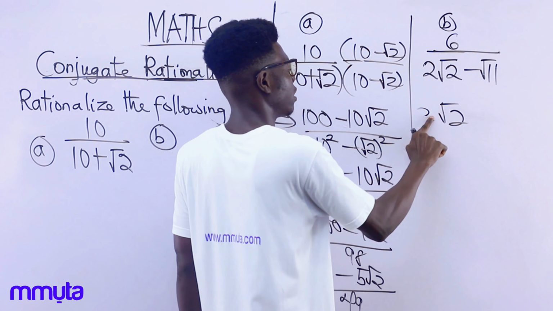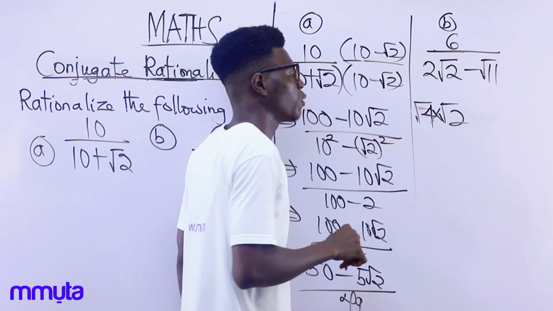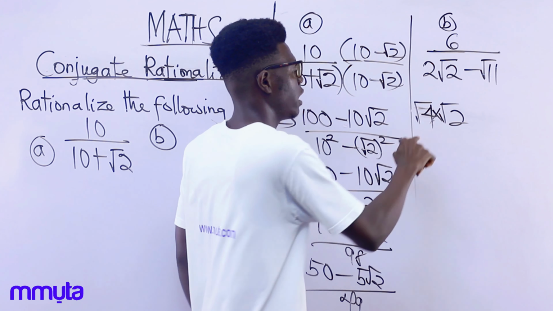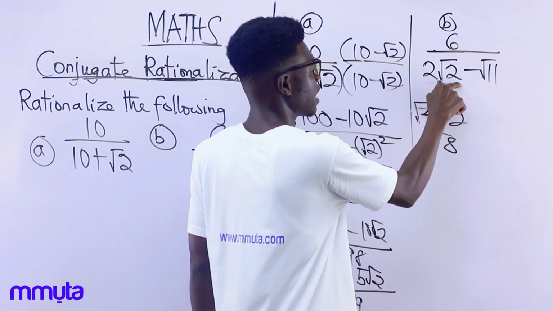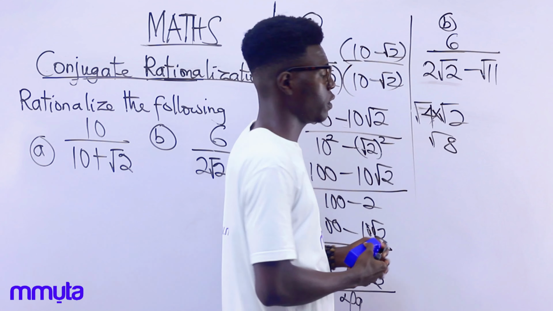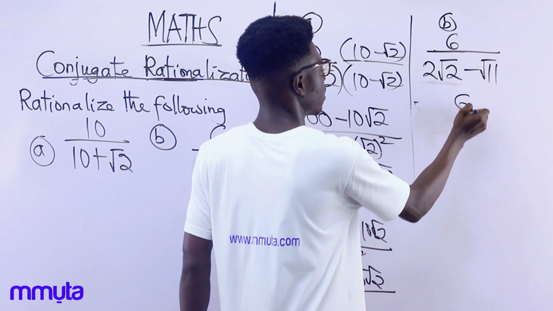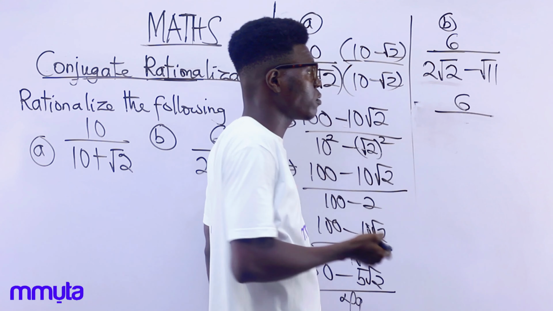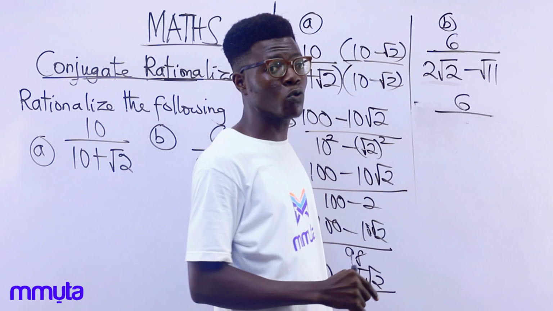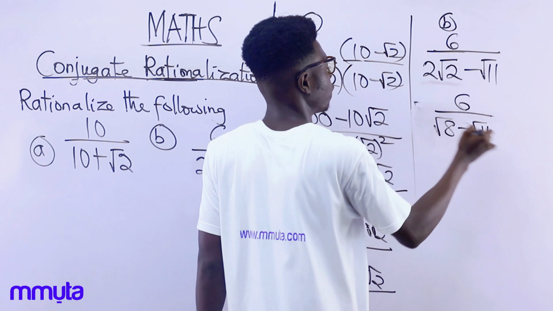That means you can write it as square root of 4 times square root of 2, and 4 times 2 is root of 8. So what is going to be inside here is square root of 8. So I'm now going to have 6 over root 8 minus root 11, because if you simplify root 8, you get 2 root 2.